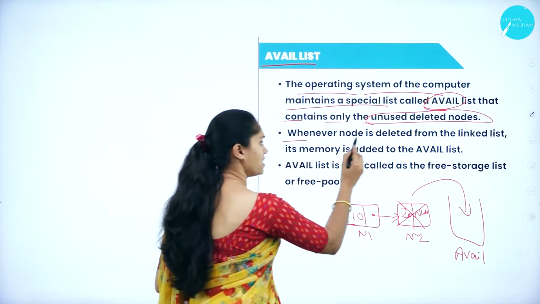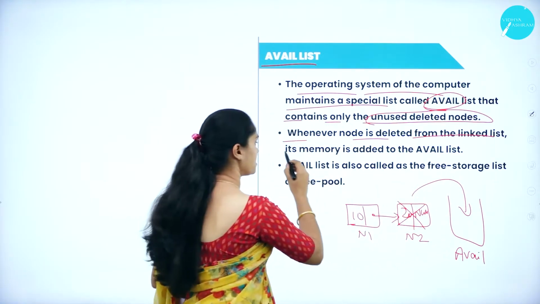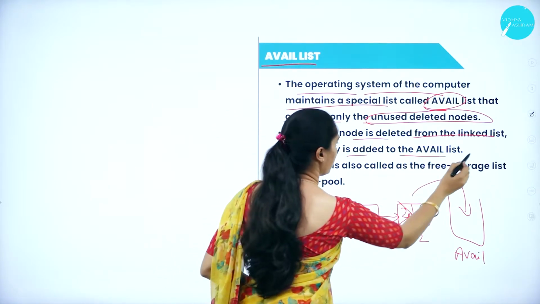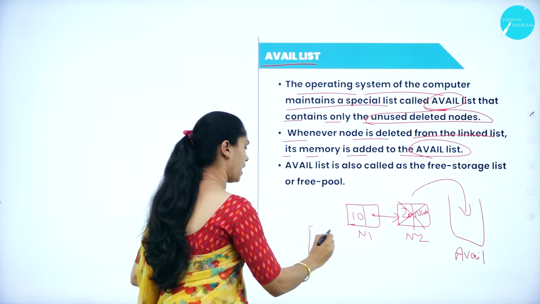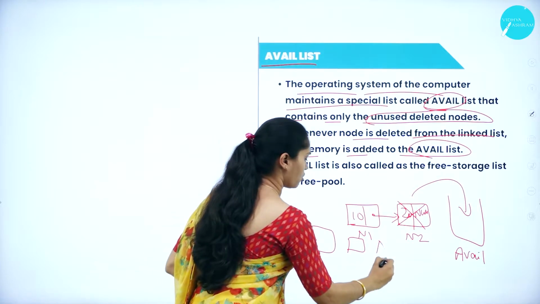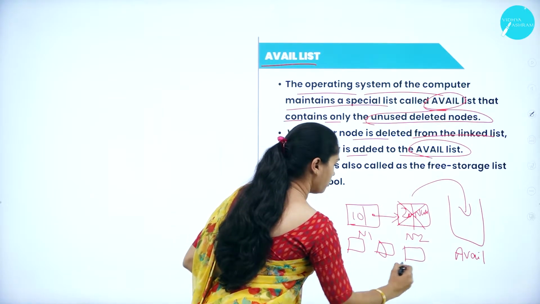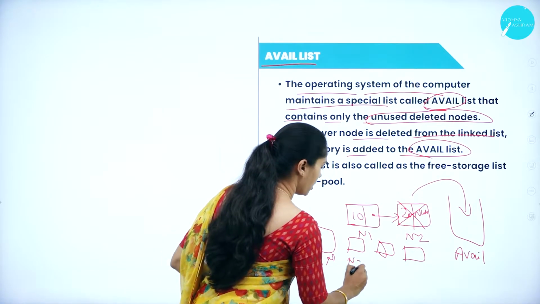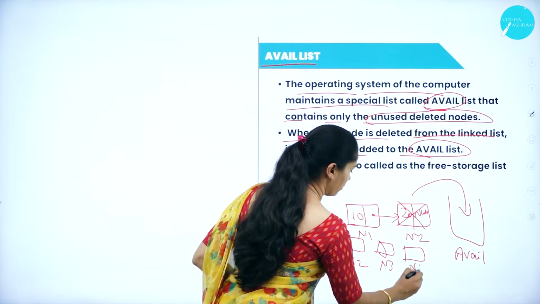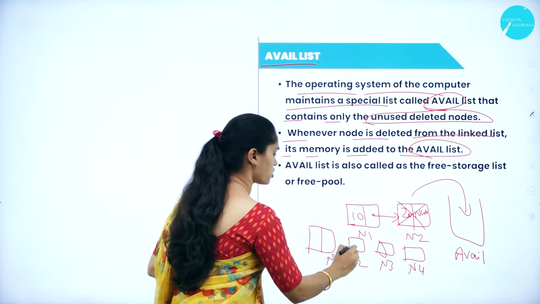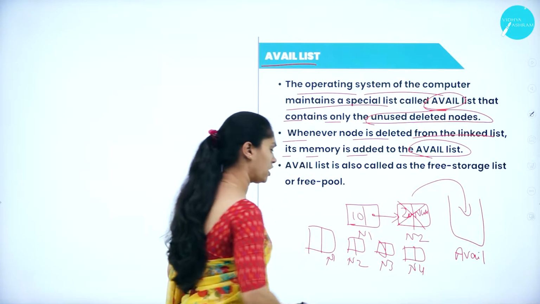So whenever a node is deleted from the linked list, its memory is added to the avail list. For example, I have 4 or 3 nodes. Okay, consider I have N1, N2, N3 and N4. I have created 4 nodes, but I am not using any of the nodes.